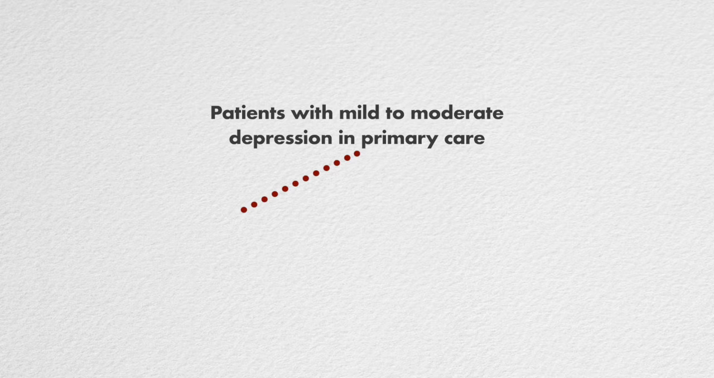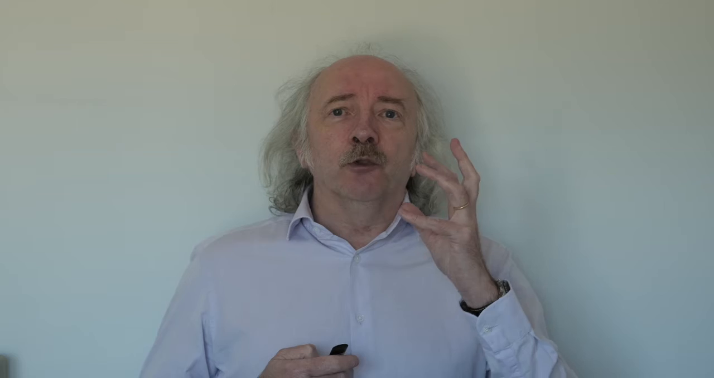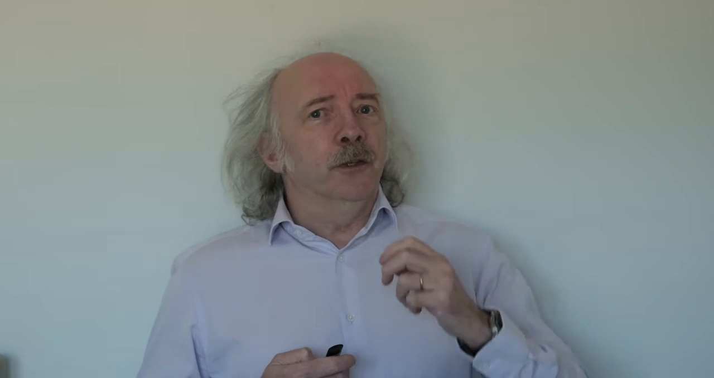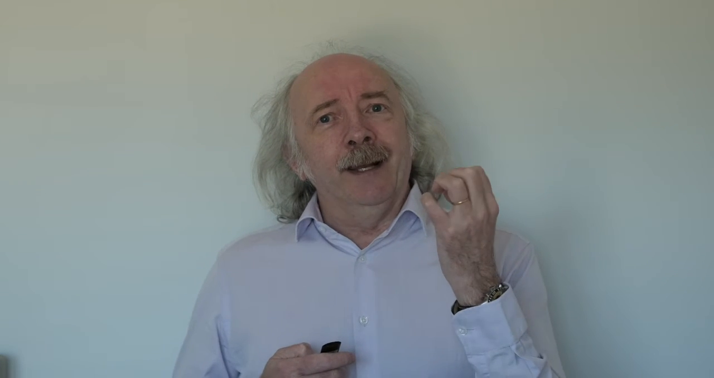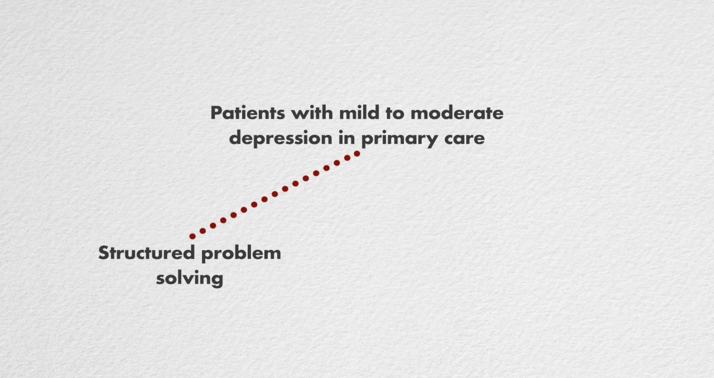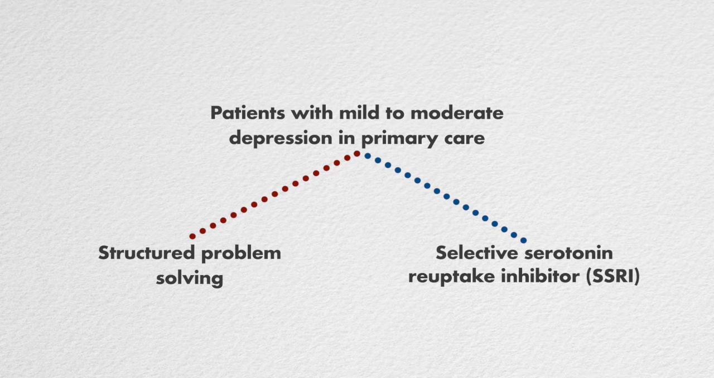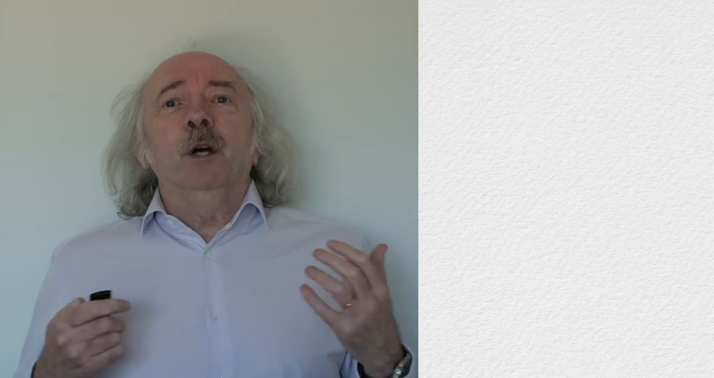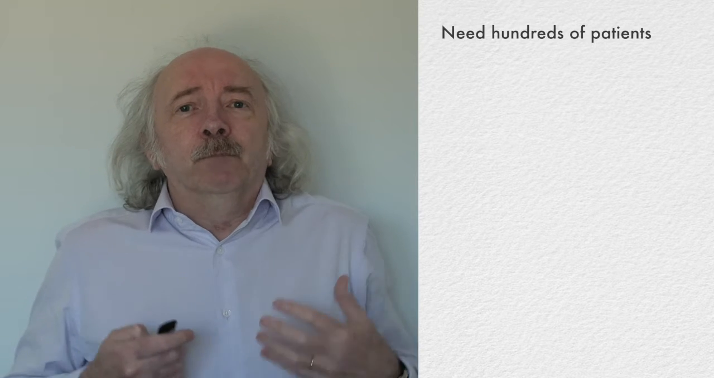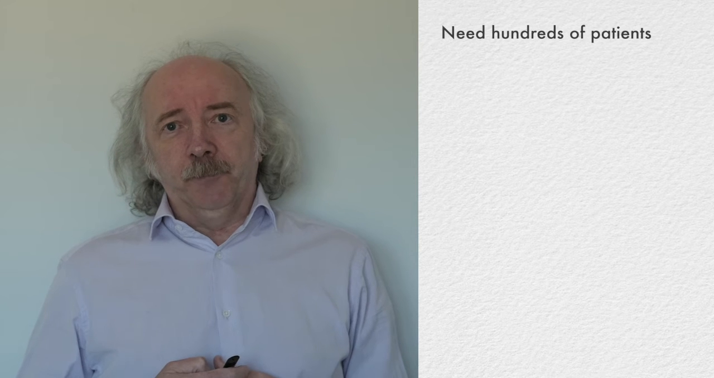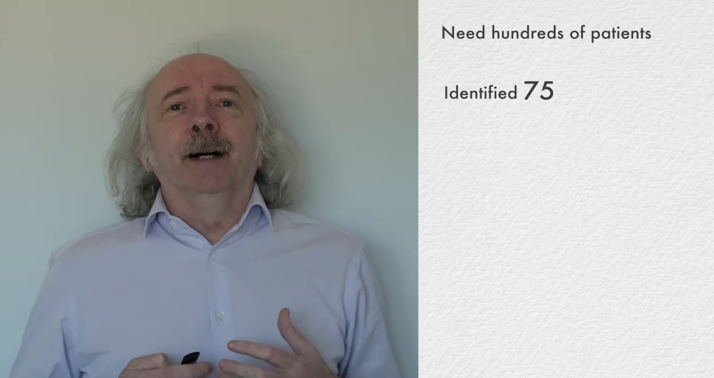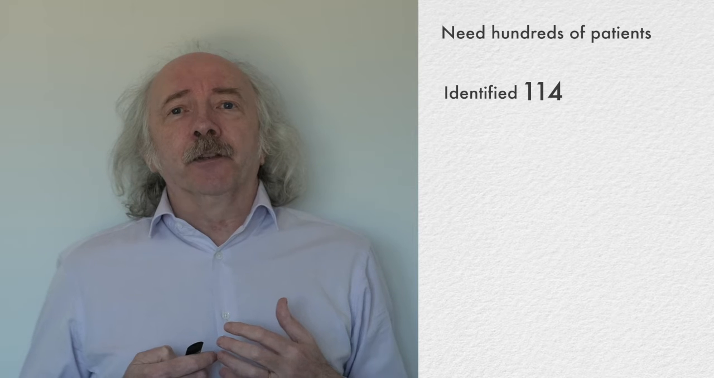And they wanted to compare 2 quite different approaches. Structured problem solving, so giving people crosswords or puzzles and getting them to try and solve those problems, or standard antidepressant drugs, so-called SSRIs, selective serotonin reuptake inhibitors. They worked out that to do this trial appropriately, they would need into the hundreds of patients. They actually identified 114 patients before they gave up.